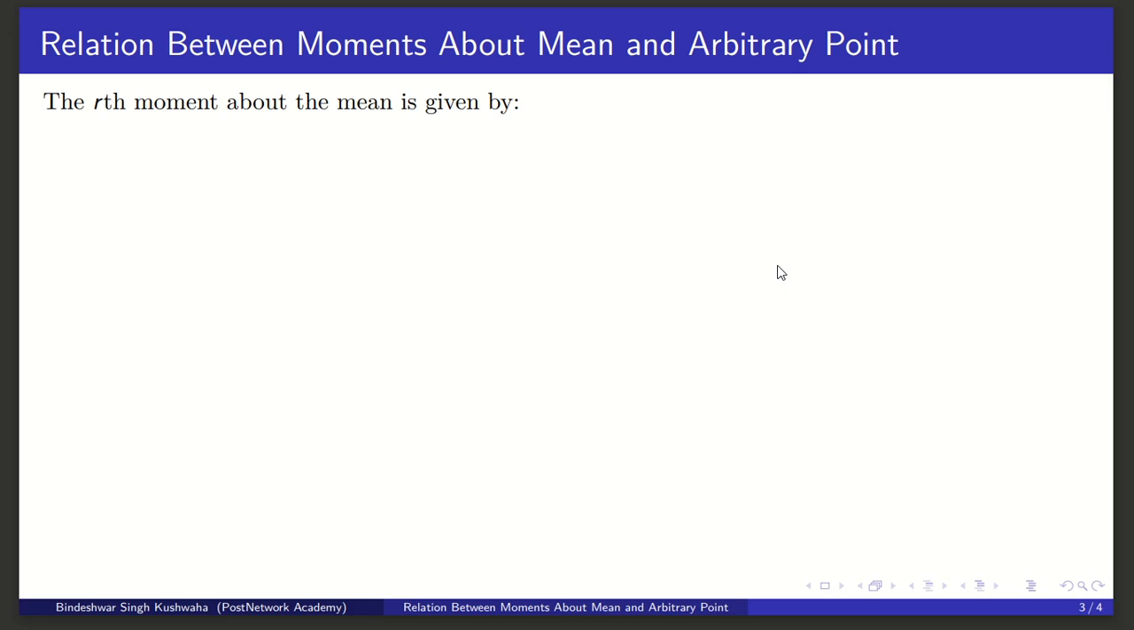So here we will find the relationship between moments about mean and arbitrary point. So the moment about mean, mu r, is expressed as 1 upon n, summation i equals 1 to n, f i (x i minus x bar), where x bar is the mean of observations, raised to r, where r is from 0, 1, 2, 3 and so on.